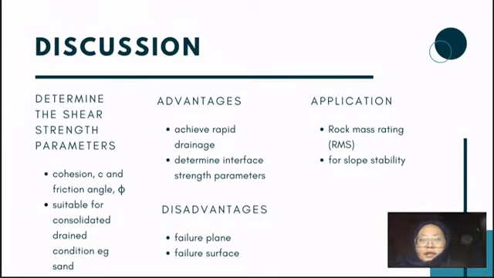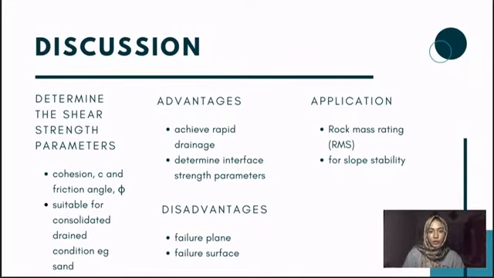Other than that, the direct shear test can be applied in various fields of civil engineering. For example, it can be applied in the rock mass rating, which people call the RMR system, to find the shear strength of rock masses in slopes for the stability of rock slopes. The rock mass rating system can be used to estimate the shear strength parameters of weathered and saturated rock masses. It was observed that the cohesion and the angle of internal friction increase when RMR increases. Thank you. Assalamualaikum warahmatullahi wabarakatuh.